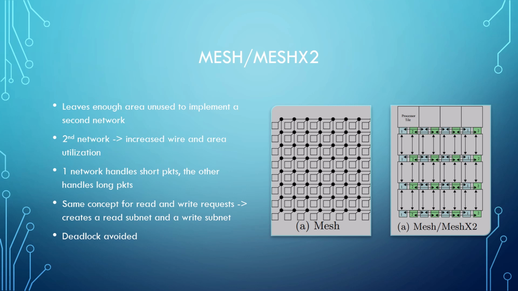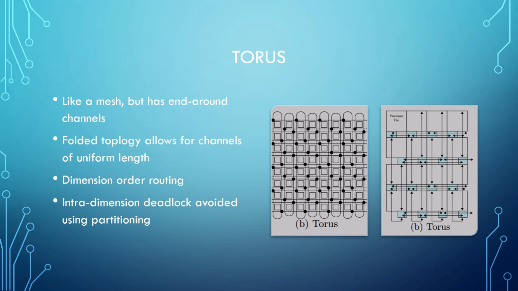So this is deadlock avoidant by its nature. Our next one is the torus topology. It's very similar to the last one that we looked at, except that the ends are looped back in, forming a torus-like shape here. It's a more folded topology, and the routing is the dimension order routing that's used in the paper. And interdimension deadlock is avoided using partitioning.